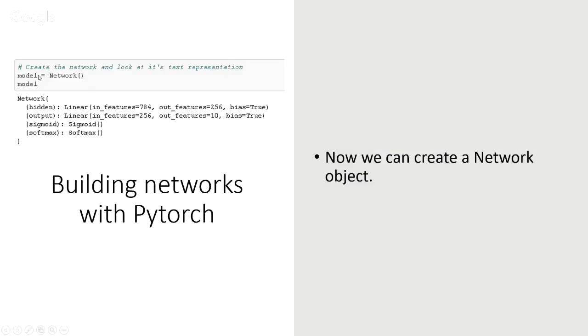Now, once you've done that, you would just go model equals Network, and call it, and then your model is basically, as you can see, it's got all those features.